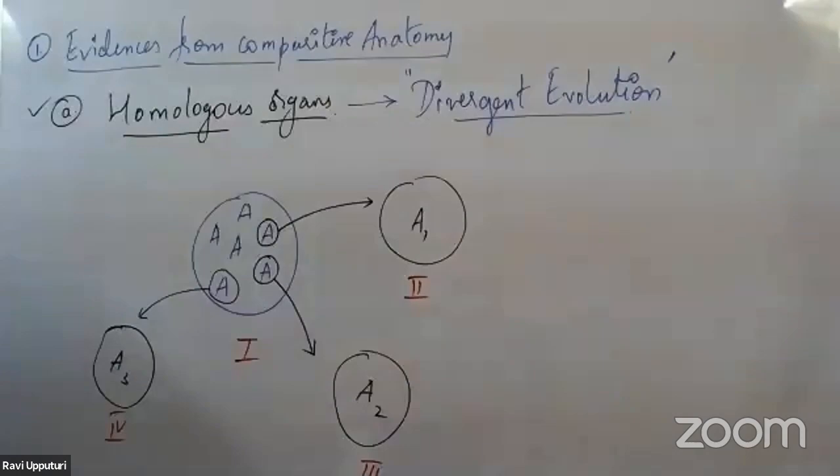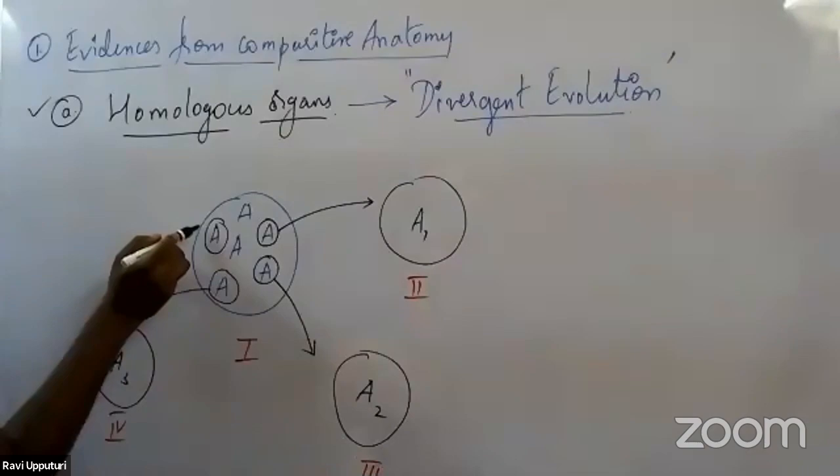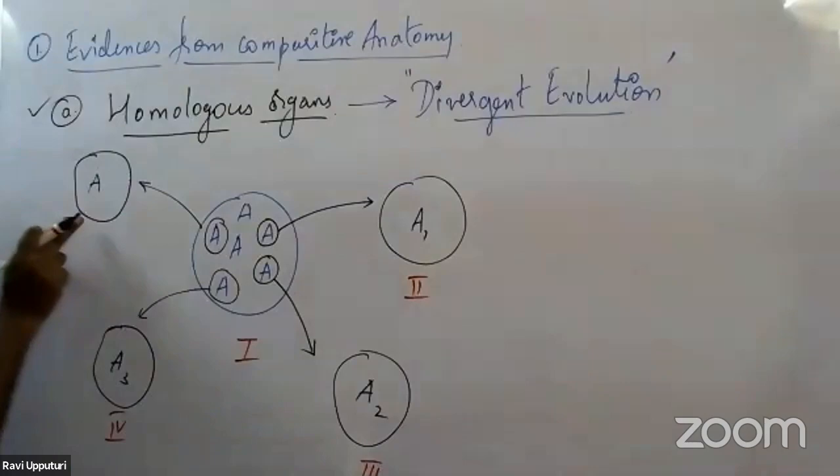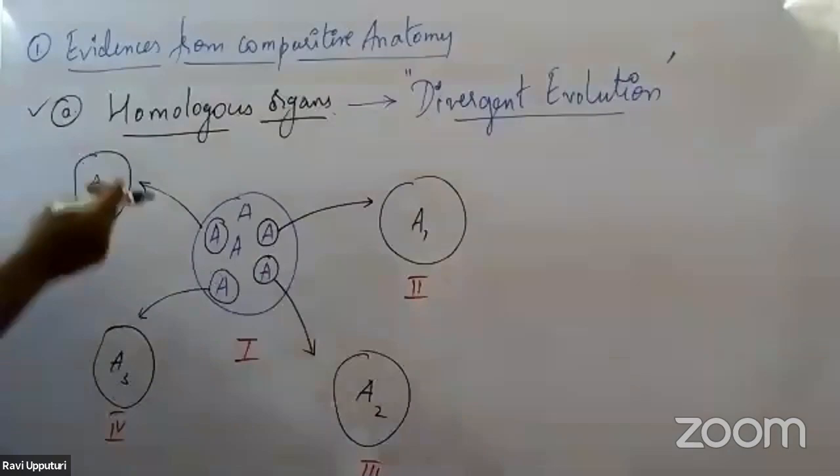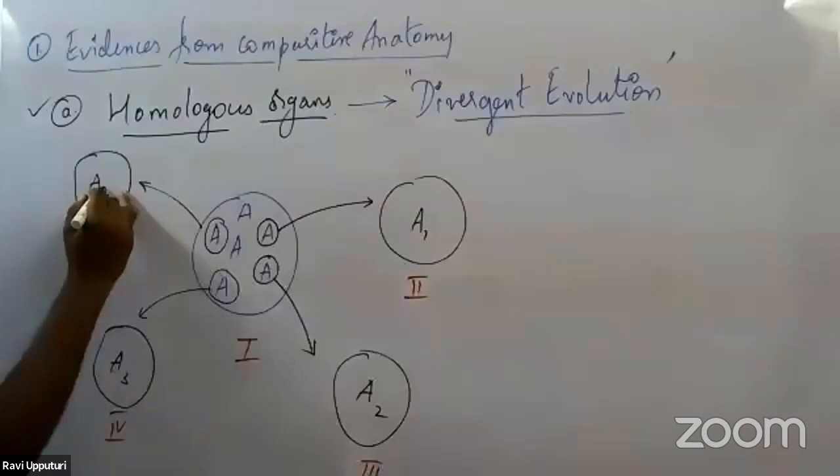Let us talk about one more. This organism also migrated from here to another habitat, habitat number five. Based on the conditions present in this habitat, it underwent some sort of adaptations and evolved into another species, say A4.